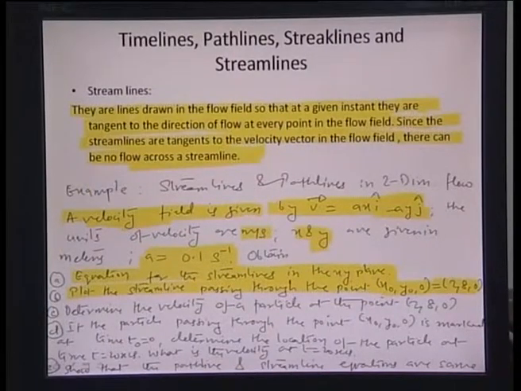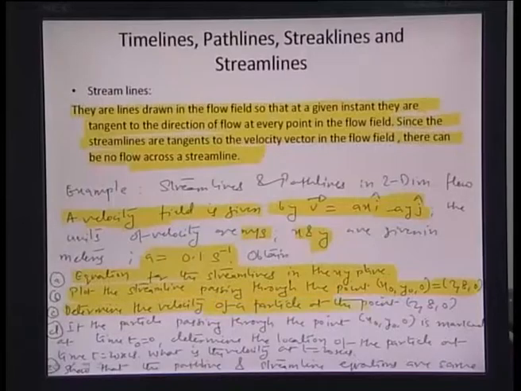We also want to plot the streamline passing through the point x0, y0, 0, where x0 and y0 are 2 and 8 respectively. These two things are something like a plot that we would be able to define in terms of a geometrical relationship between x and y. We would also like to determine the velocity of the particle at the point (2, 8), and if the particle passing through the point x0, y0, 0 is marked at time t0 = 0, we have to determine the location of the particle at time t = 20 seconds.